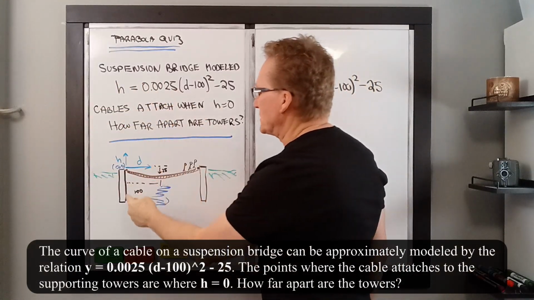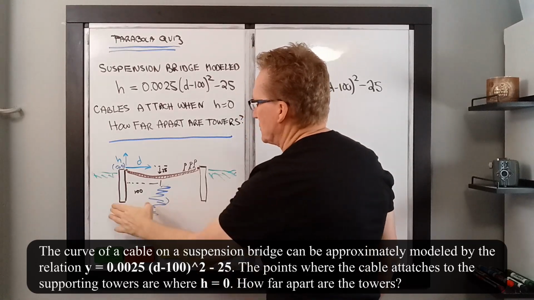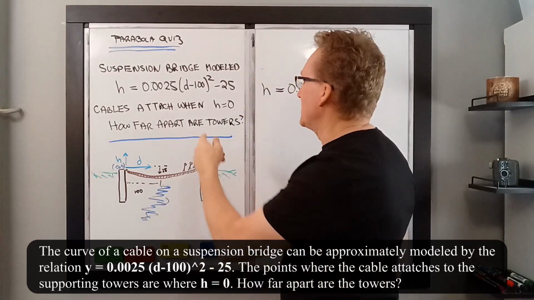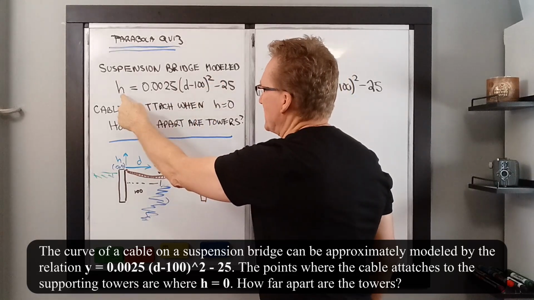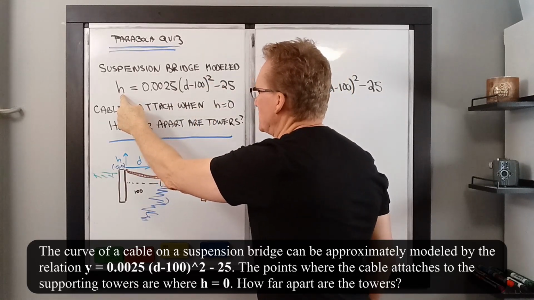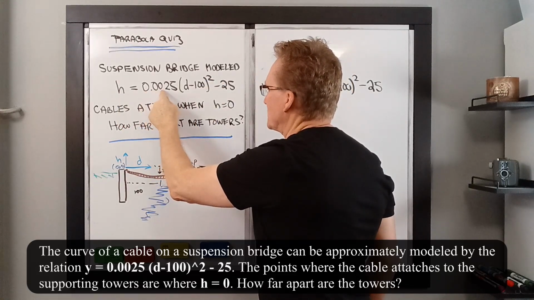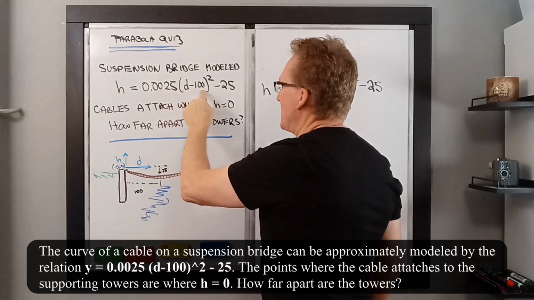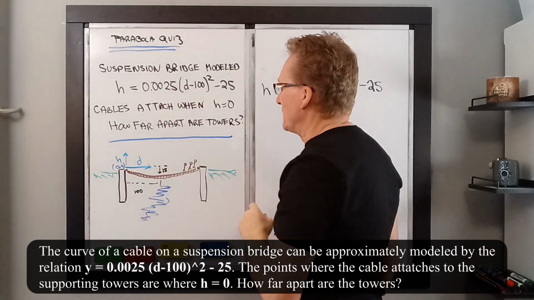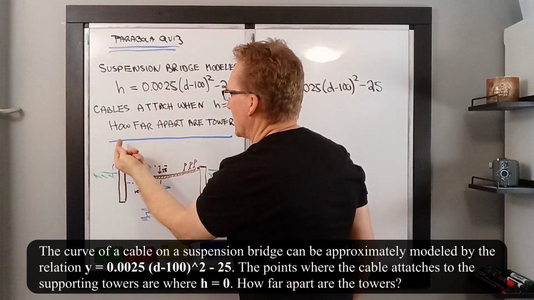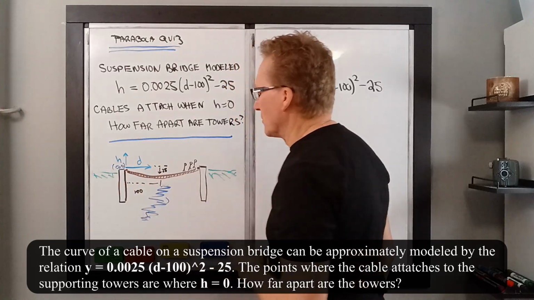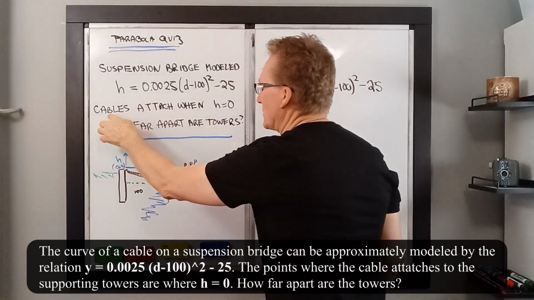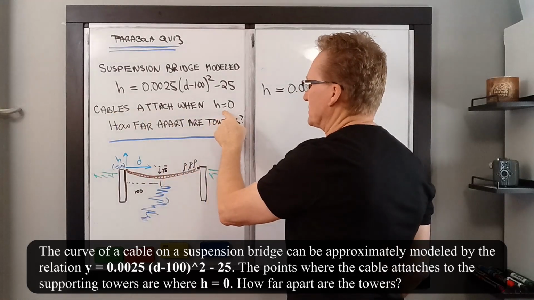We have a suspension bridge attached with two piers or large posts at the end, and the shape of the bridge can be modeled roughly by this equation. h, the height of the bridge, is equal to 0.0025 times (d minus 100) all squared, minus 25, where h is the height of the bridge and d is the distance of the bridge from the one pier or the one post. And the cables are attached when h is equal to 0.